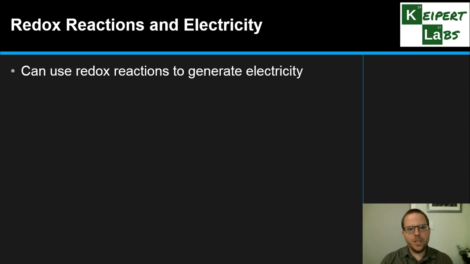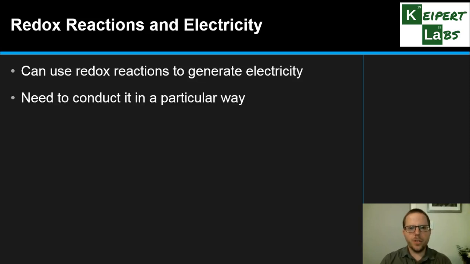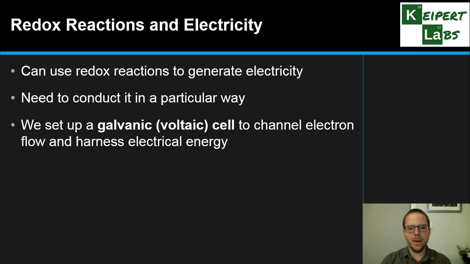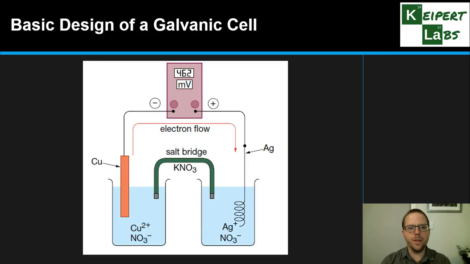Okay, so redox reactions and electricity. We've looked at this idea that redox reactions involve transferring electrons from one substance to another. We can harness this as a way to generate electrical energy. In order to do that, we need to conduct a redox reaction in a particular way. You've got to set it up in a particular arrangement called a galvanic or voltaic cell, which channels electron flow in a particular direction to harness electrical energy. So we can get that electron flow to travel through an external circuit and do something useful with it.